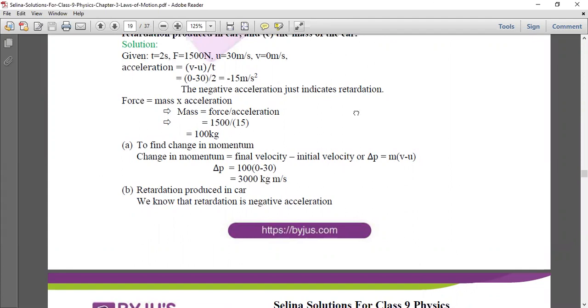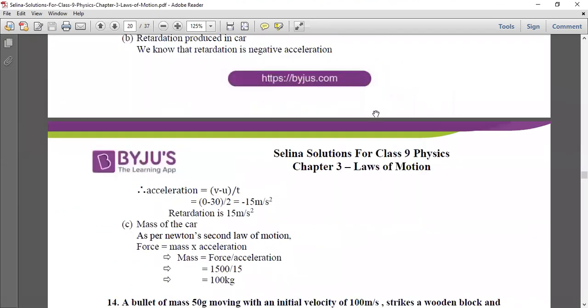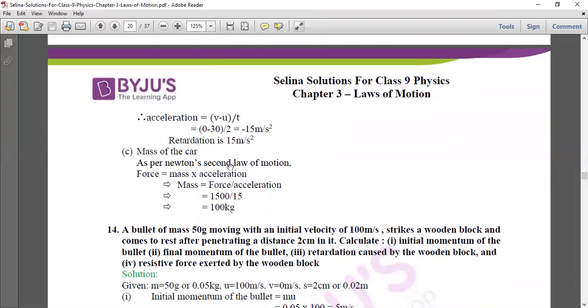In the third case, they told us to find the mass of the car. We know that mass is equal to force divided by acceleration. That is, force is 1500 Newton divided by acceleration 15 meter per second square. Therefore mass is 100 kg.